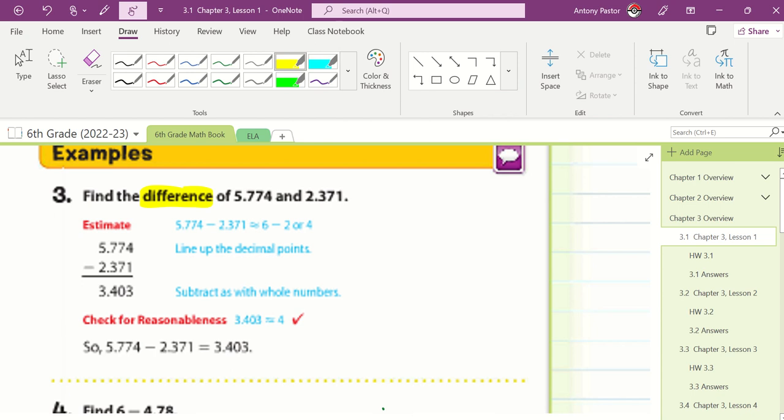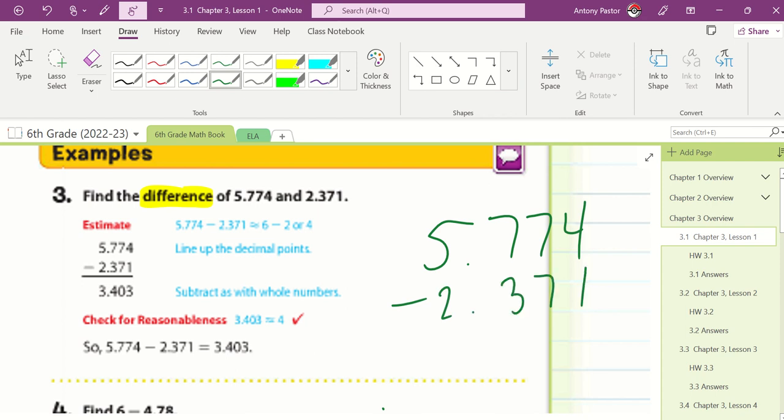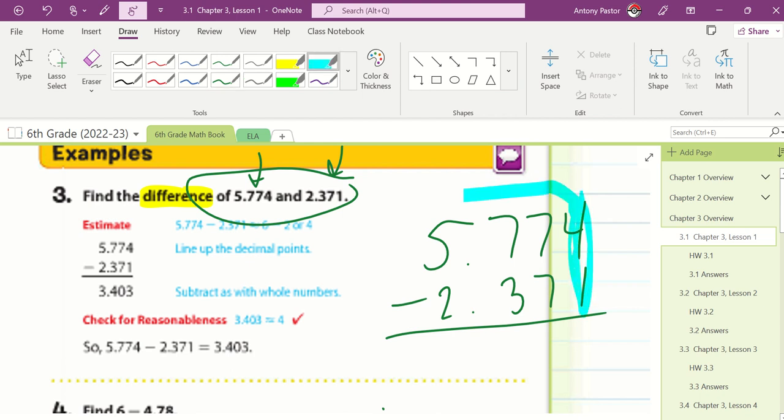We're going to find the difference of 5.774 and 2.371. Now, when it is a word problem like this, the first number will be the number you are going to be taking away from. The second number is the number you are going to be taking away. So 5.774 minus 2.371. We'd still work from right to left, starting in this column and going all the way this way.